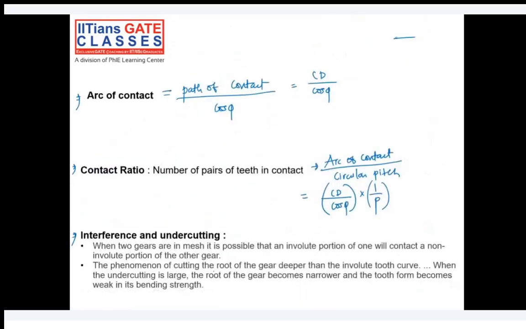Okay. Can I move towards the next slide? So this formulation is very, very important from an exam point of view. You should know this formula. Okay.